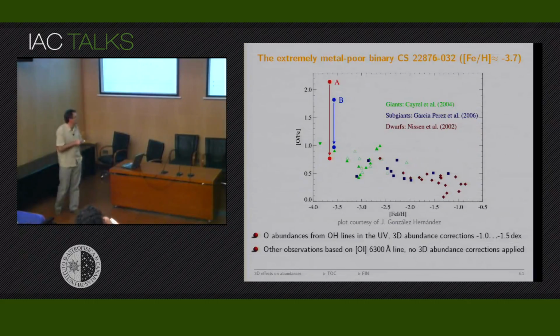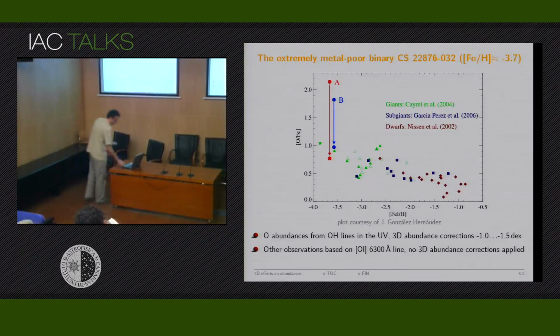Okay, this is work primarily led by one of the people here in the audience, Jonay Gonzalez Hernandez. It is related to the determination of the abundance of oxygen in this extremely metal-poor binary at a metallicity of about minus 3.7 dex relative to the sun. As I said, the most metal-poor dwarf known at the moment. Jonay did a detailed analysis of OH molecular lines in this star based on 3D model atmospheres, and finds that in comparison to the classical 1D analysis, the oxygen abundance coming from these OH lines is different by 1.5 dex for the primary component and 1 dex for the secondary component.